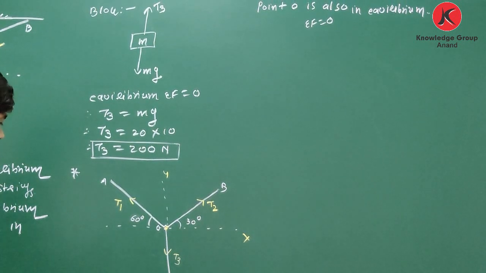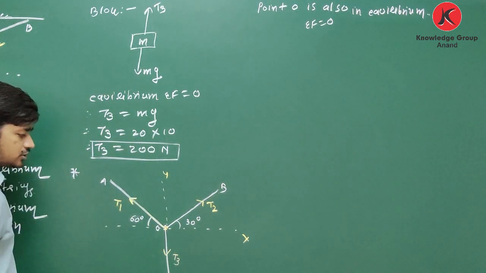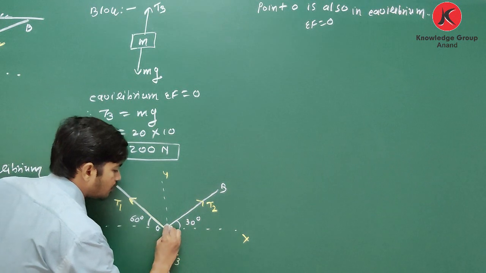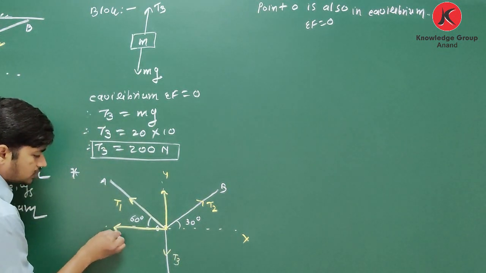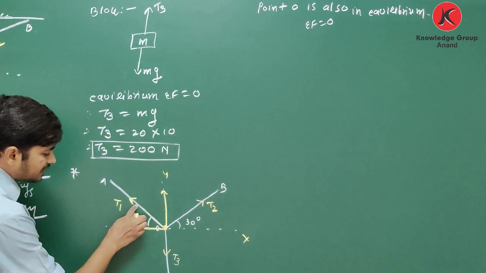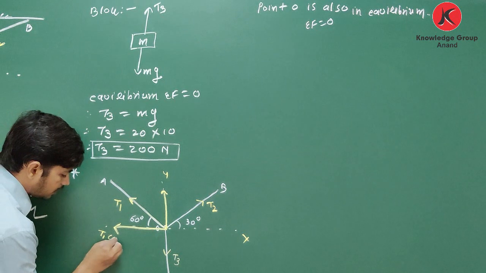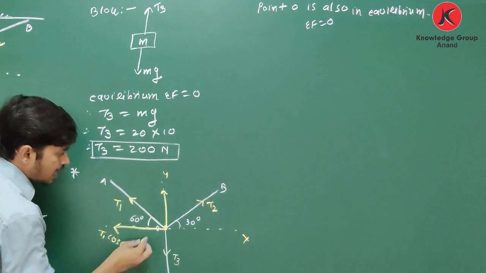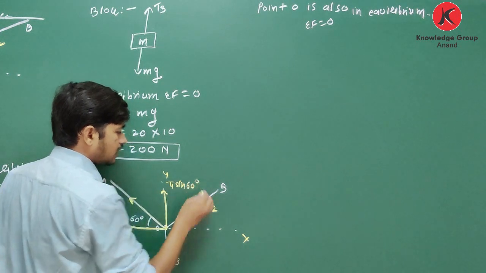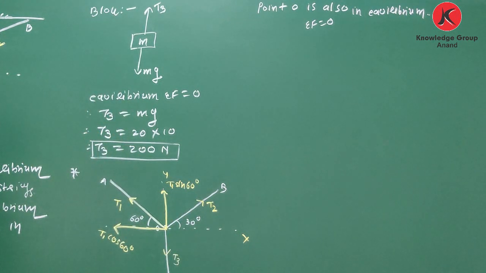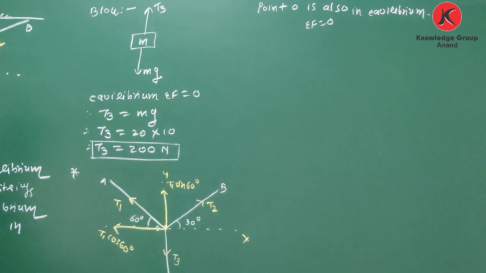How to resolve T1 and T2? See, T1 is in this direction. So I will resolve T1 into two components, one in the y direction and one in the x direction. Clear about this? As T1 makes an angle of 60 degrees with this component, it becomes T1 cos 60 and T1 sin 60. Clear about this? Okay, T1 has two components, one in the x direction and one in the y direction.